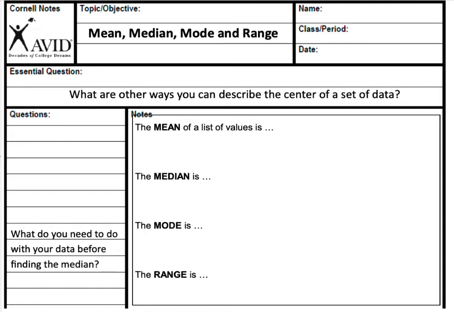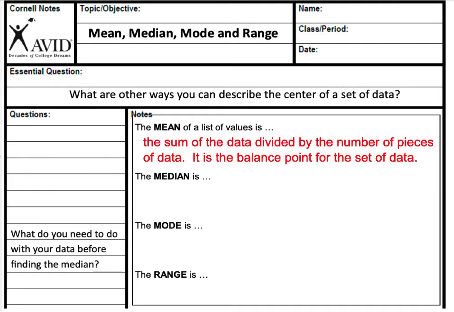So in your notes, we're going to start on this first page, and we're going to start with our vocabulary again. To find the mean, it's the sum. So that means we're going to add the data together divided by the number of pieces of data. If there were 5 numbers, we're going to add all 5 of those numbers up, and then we're going to divide by 5. Think of it like the balance between the highs and the lows, finding that happy medium in the middle.